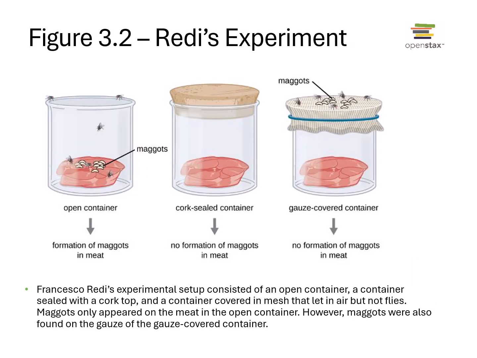This figure shows Redi's setup. So notice how maggots developed on the exposed meat and even on the gauze, but not in the sealed jars. So the flies can't get in here. So this supported his hypothesis.